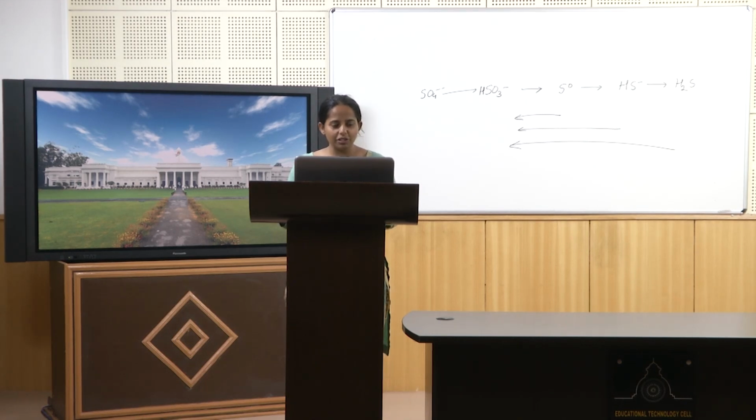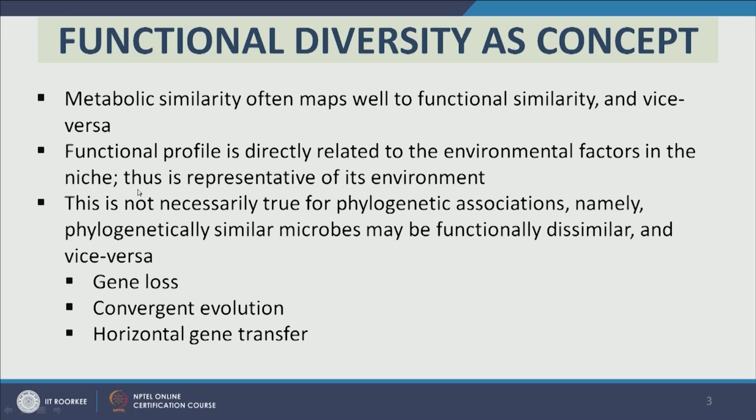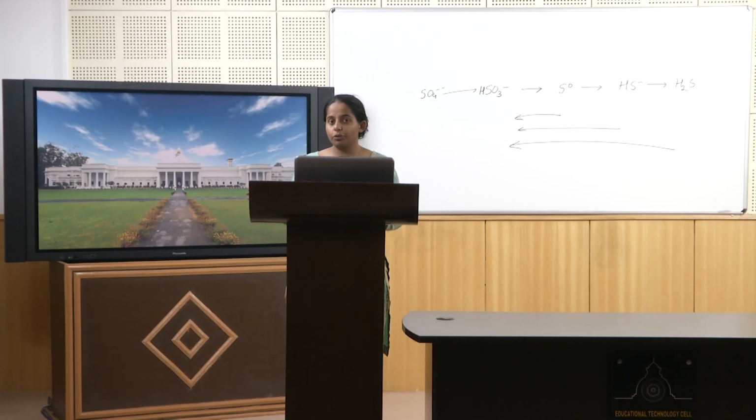Okay. The second bullet says the functional profile is directly related to environmental factors in the niche, and is thus representative of its environment. So if I know the functional profile of a microbe, for example, that this microbial community has appendages that help it attach to surfaces, and has the capacity to reduce sulfate, I already know what the environment is. The environment is probably aquatic, where there is a flow of water, and it is important for the microbe to attach to some surface so that it can generate a small niche with ideal conditions for growing, like biofilms. And it is an anaerobic environment because it is sulfate reducing; it is a sulfate reducer. So knowing the functional characteristics of a microbe, I can predict the environment of the microbe.